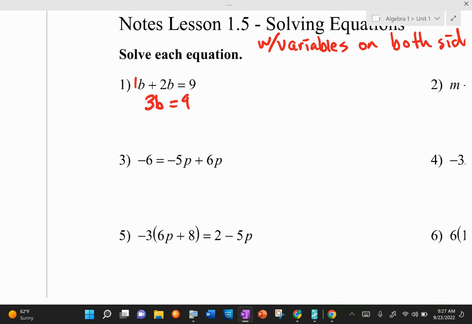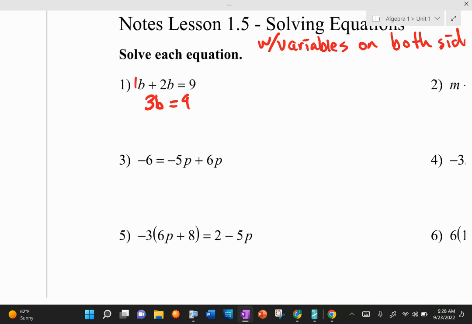Okay, you need to identify what operation is happening to the variable. And when I say operation, I mean addition, subtraction, multiplication, division. Could be exponents of some kind. Could be parentheses of some kind. So if we look at 3b equals 9, what operation is happening to the variable? That's what we need to be able to answer in our head. If we see 3b, hopefully we would identify that those are being multiplied together.